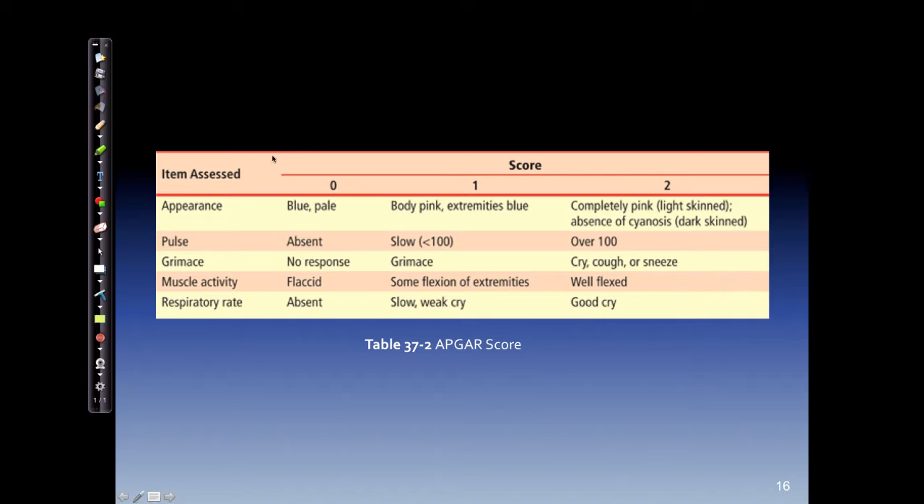You'll notice on this as well, if it's absent, their appearance is pale blue, they get 0. It's not like a Glasgow Coma Scale where you get 3 points for just showing up. If the appearance is poor, they're blue and pale, they get a 0. If their pulse is absent, 0. Grimace, no response, is 0. If they're flaccid or just limp, 0. Respiratory rate, absence, 0. And then the scores for a 1 and the scores for a 2.